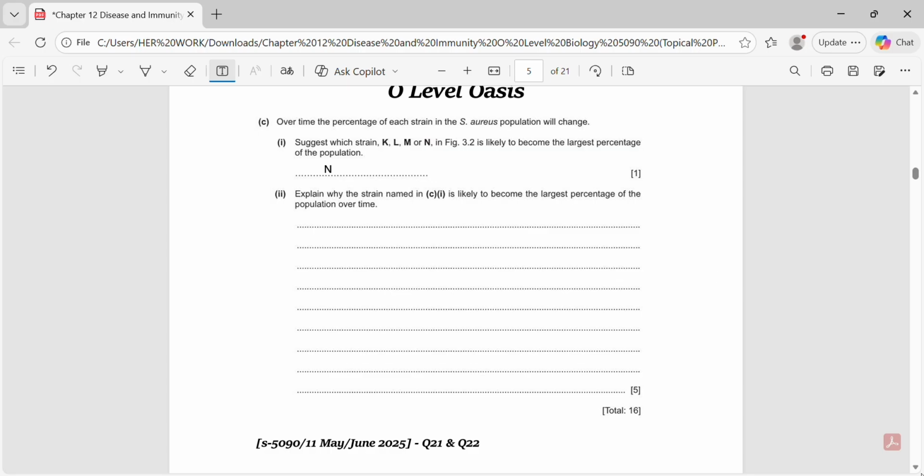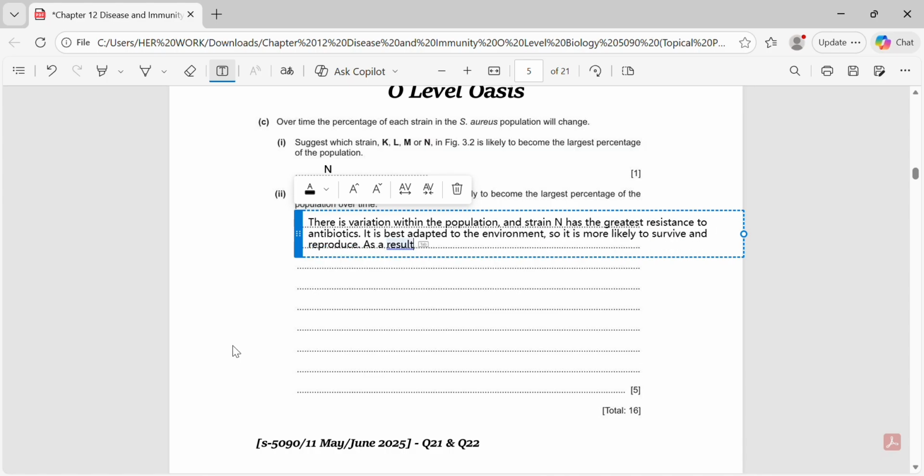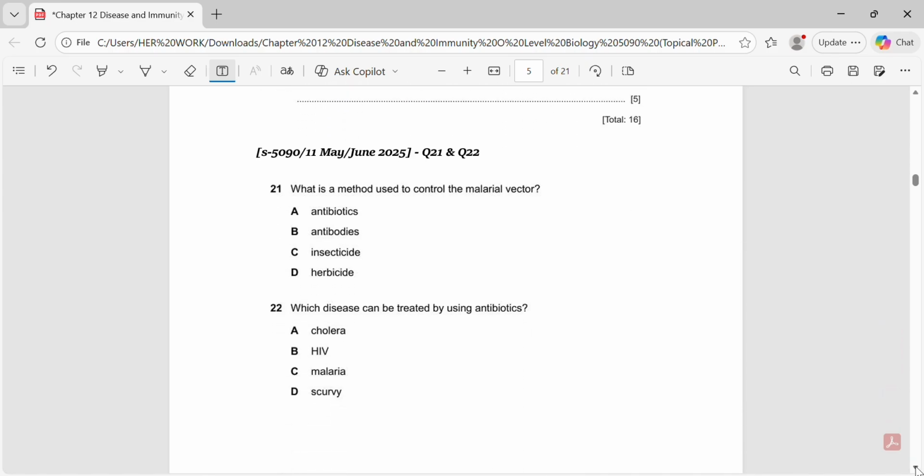So, now we will write the explanation for our answer above, which is, there is variation within the population, and strain N has the greatest resistance to antibiotics. This means it is best adapted to the environment, so it is more likely to survive and reproduce. As a result, the beneficial alleles responsible for resistance are passed on to the next generation, and through natural selection the proportion of strain N increases over time.